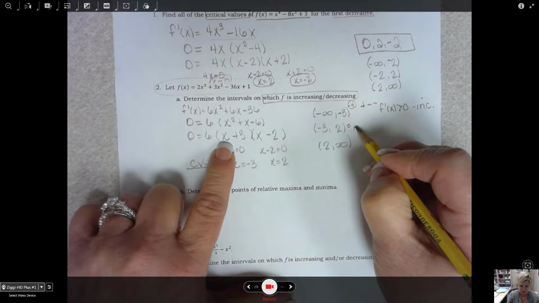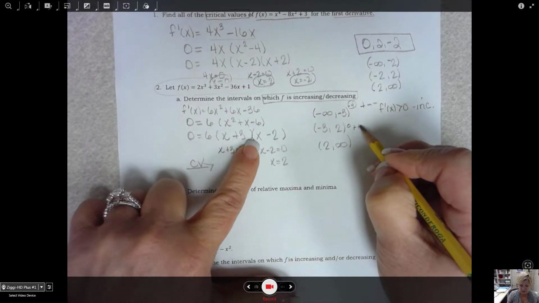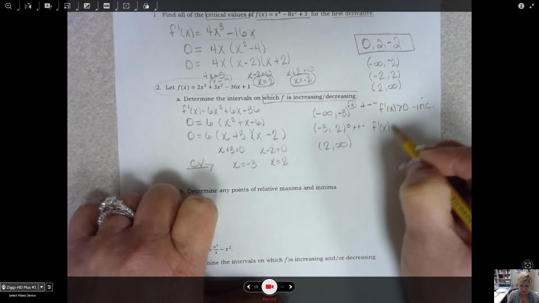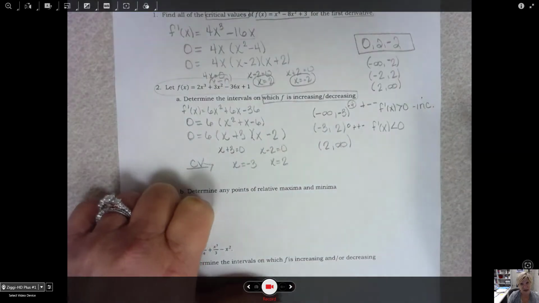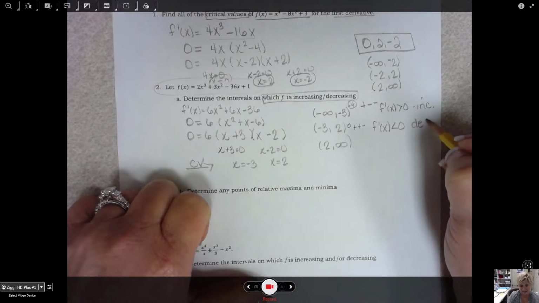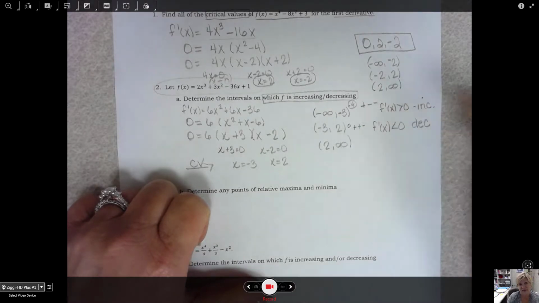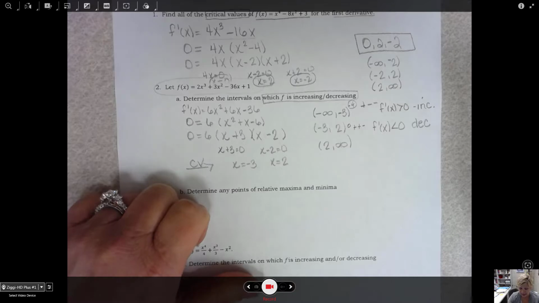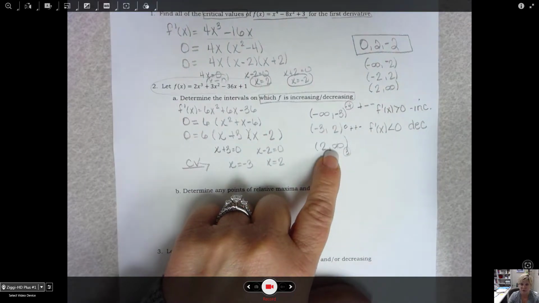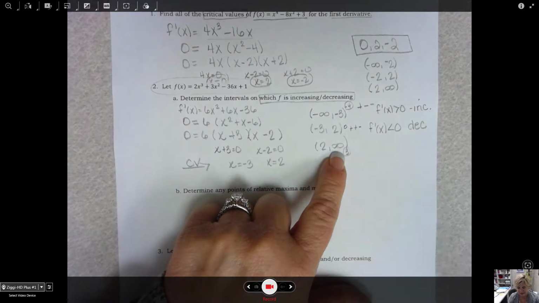Positive, 0 plus 3 is positive. 0 minus 2 is negative. My first derivative is going to be less than 0. It's going to be negative. Therefore, my curve is decreasing from negative 3 to 2. And lastly, a good test value here would be positive 3. Whatever's true for 3 will be true for everything in that interval.